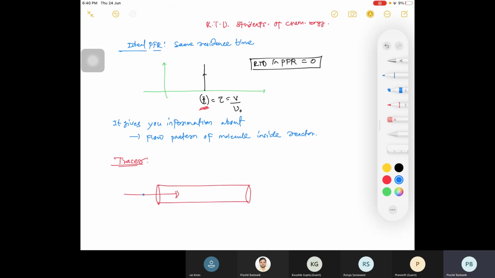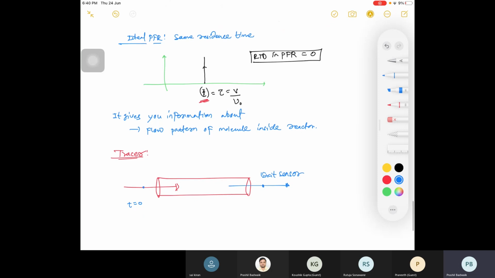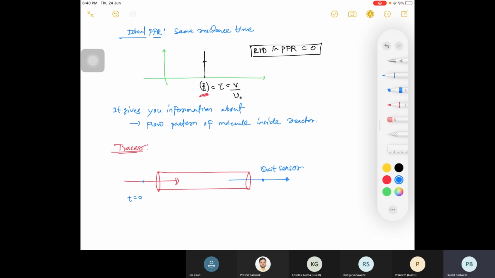We'll inject it at time t equal to 0, and we'll have some sensor here. You can write exit sensor. That sensor will detect when that molecule comes out of your reactor. So this sensor will be at this location, at the end only, not far away from the end. This will sense that, yes, after 5 minutes this molecule arrived. So your residence time can be calculated.